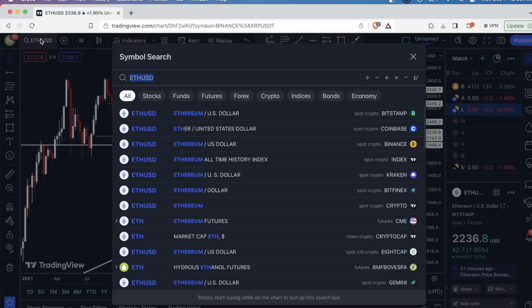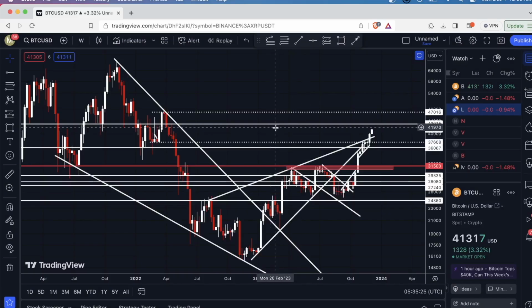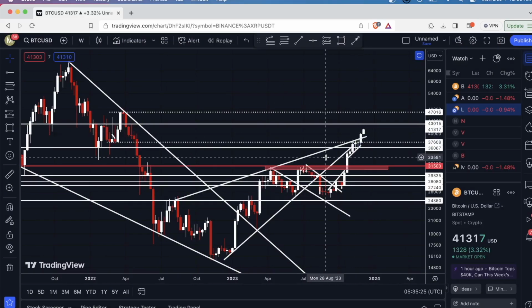Okay, so let's switch this over to Bitcoin now. So Bitcoin has just broken through 41,000. It's basically on a rocket right now.